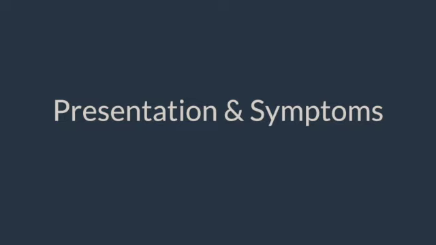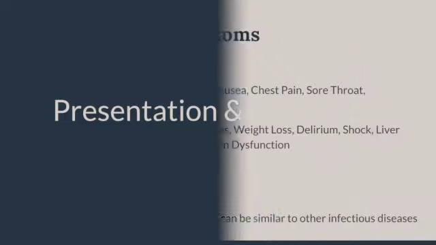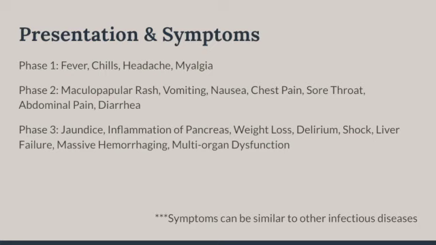So once the virus begins to infect other cells and organs in the body, presentations and symptoms begin, and we will talk about what those are. Marburg virus presents symptoms in 3 different phases. The first phase happens after the incubation period, which is 5 to 10 days. The symptoms are very sudden and onset happens very, very quickly. These symptoms include fever, chills, headache, and myalgia.